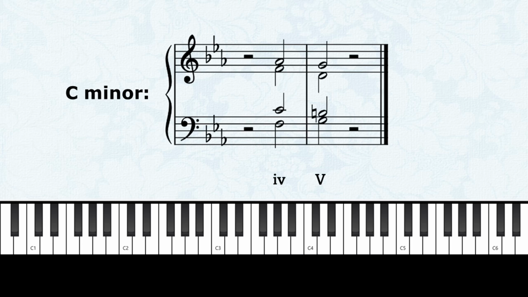In the minor mode, the triad built on the fourth scale degree is by default a minor one. And the second scale degree, a diminished triad. As I already explained in the first video of this series, the root note of this diminished triad could be lowered a half tone, turning it into a major triad, which is the so-called Neapolitan sixth.